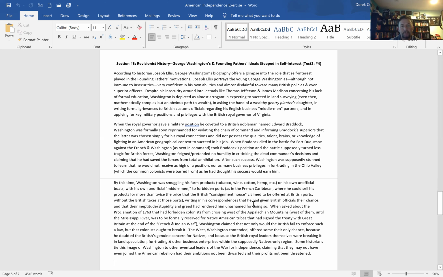Number three, look for evidence of George Washington being selfish and ambitious and being angry that he couldn't climb the British ladder as highly as he had anticipated and hoped. So one's left wondering after reading this biography, well, man, if Washington had achieved his ambitions, would he have even joined the rebellion, much less led it? Food for thought.